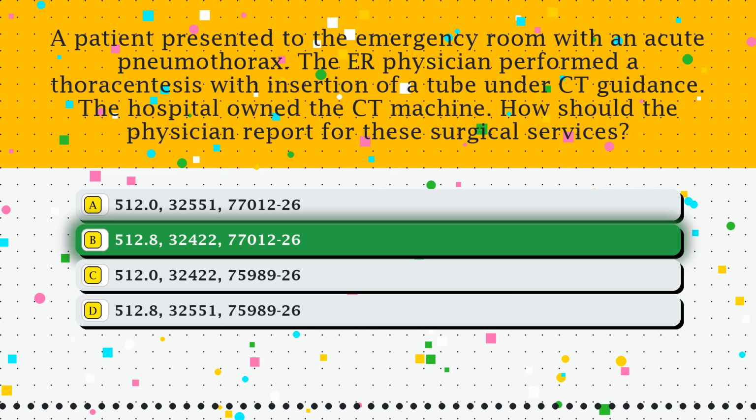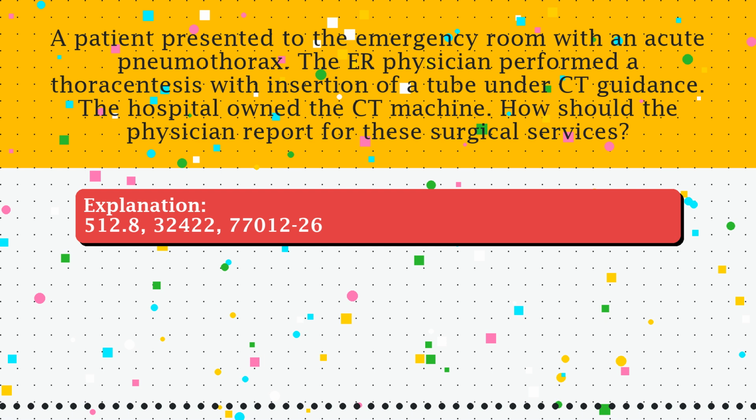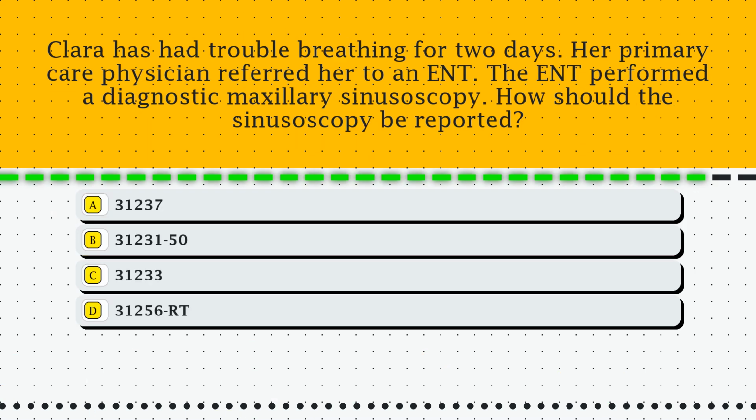The correct answer is option B, 512.8, 32422, 77012-26. Question 59. Clara has had trouble breathing for 2 days. Her primary care physician referred her to an ENT. The ENT performed a diagnostic maxillary sinusoscopy. How should the sinusoscopy be reported?